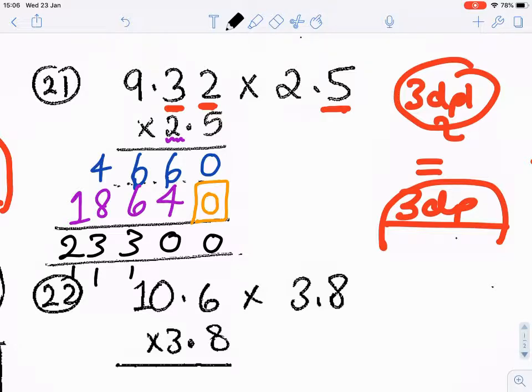Now, here comes the beauty of the question. We said at the beginning, 3 decimal places in the question means 3 decimal places in the answer. So let's put 3 decimal places in: 1, 2, 3. There we go. We have 3 decimal places in the question: first one, second one, and third one. This answer can be simplified to 23.3 because these are unnecessary zeros, but that's how we do these questions.